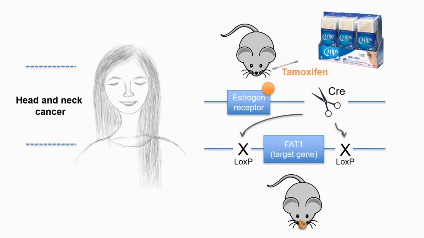That's why we generated this mouse model by deleting the gene FAT1. In these mice, we express a protein called Cre. The function of Cre is to work as a gene scissor, recognizing and cutting a specific DNA sequence, the LoxP sequence. Anything in between these two LoxP sequences will be deleted. In this case, it's FAT1.